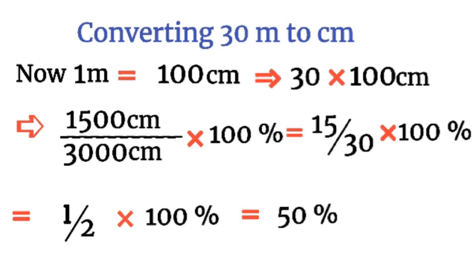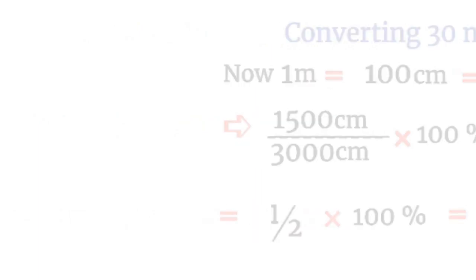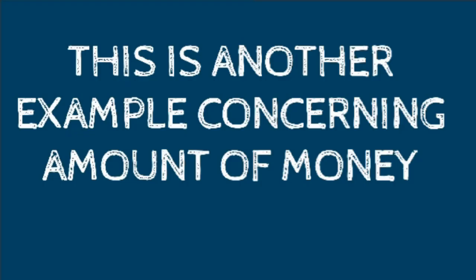And we'll get 3000 centimeters. 1500 centimeters over 3000 centimeters times 100% is 15 over 30 times 100%. And 15 over 30 is half, or 1 over 2 times 100%, which is also equal to 50%. We got the same answer for both conversions. Now, we have verified the answer and it is 50%.